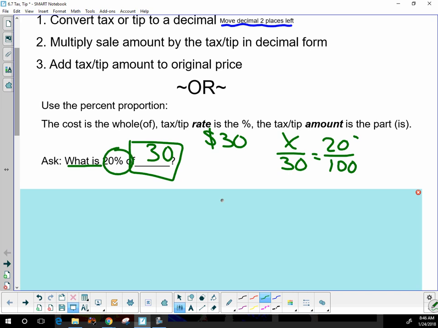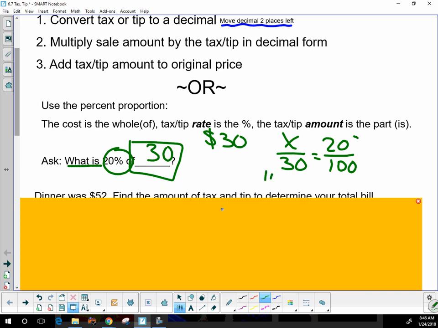And again, just go ahead and code your sentence: underline, square, circle, wiggly underline, however you want to do that. And then you're going to use your means and extremes to find the answer. Divide both sides by 100. Obviously, 600 divided by 100 is $6.